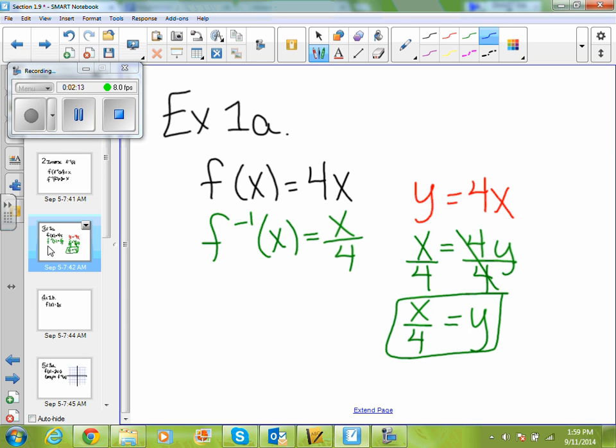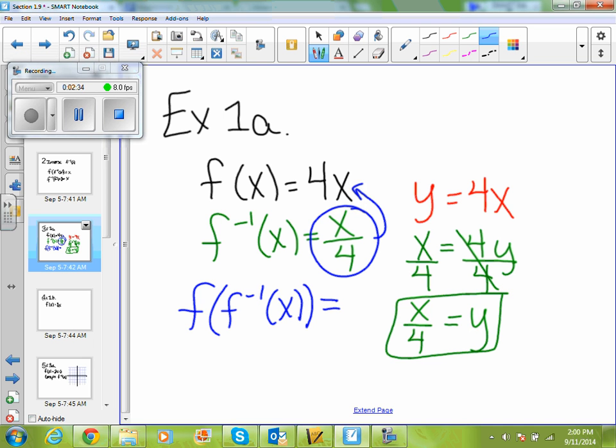Okay, so let's verify that that's actually our inverse. To verify it, we have to plug one of them into the other. So I'm going to take this x over 4, and I'm going to plug it in for x into my first equation. So I end up with f of f inverse of x equaling 4 times x over 4, because all I did was plug in my inverse for where my x is. Then if I simplify, this 4 and 4 cancel, so I end up with x, which is what we wanted. You know that it's a correct inverse if you end up with x at the end.